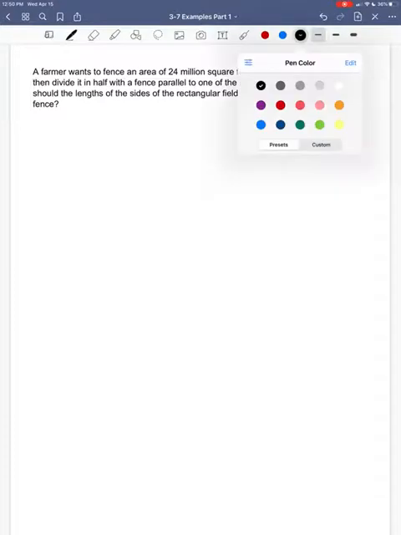To set this up, I really need a picture of the situation. We've got a rectangular field, so something like that. And then it says it's going to be divided in half with a fence parallel to one of the sides. So I could set it up this way if I want. There's another fence. It doesn't have to be exactly in half, actually. It really doesn't matter where that fence is as far as how this problem is going to work.